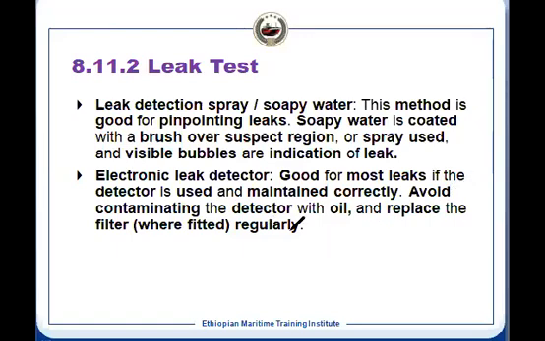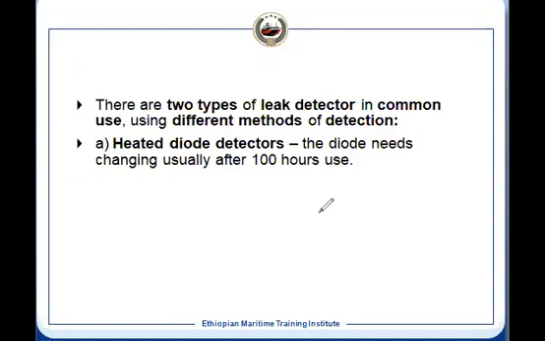So contamination of the detector: if the oil is carried with the sample, it will touch the sensor, and what will happen? It will adhere to the sensor surface and it will give you a wrong reading. So that's the reason replacement of the filter is very important, and regularly, if it is a disposable type, we'll have to replace it. If, as per the maker instruction, you can clean it and reuse, then you can reuse. But these are the problems you can have with the electronic leak detector, which might lead to a wrong reading. So there are two types commonly used.